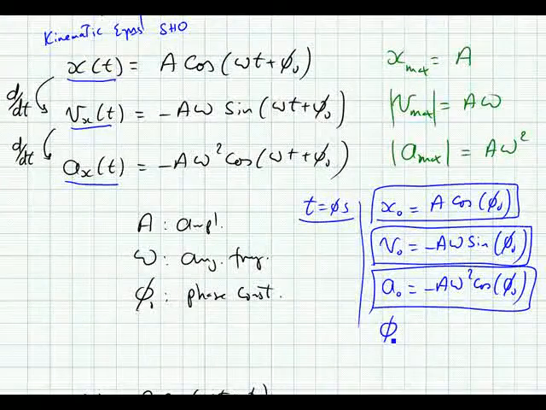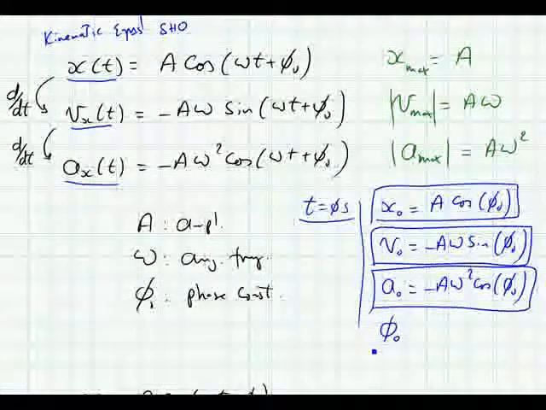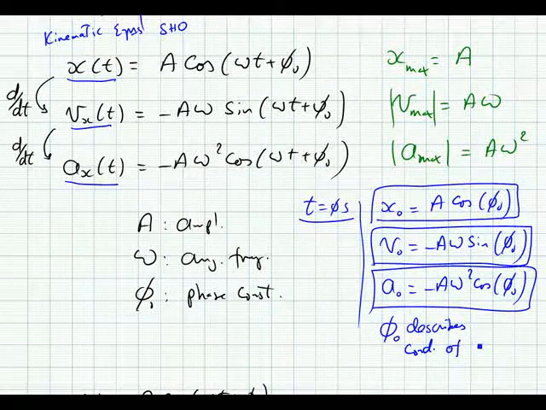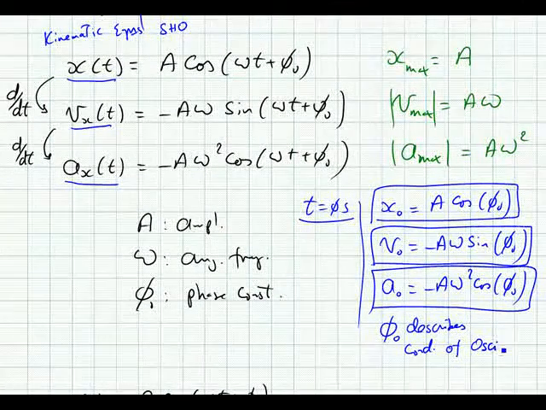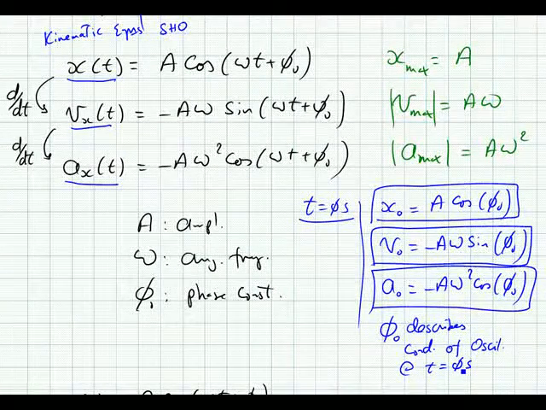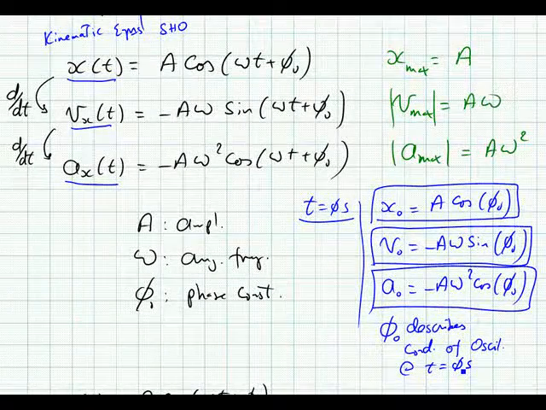So that's why we say that φ naught describes the condition of the oscillator at t equals 0 seconds, as the phase constant.